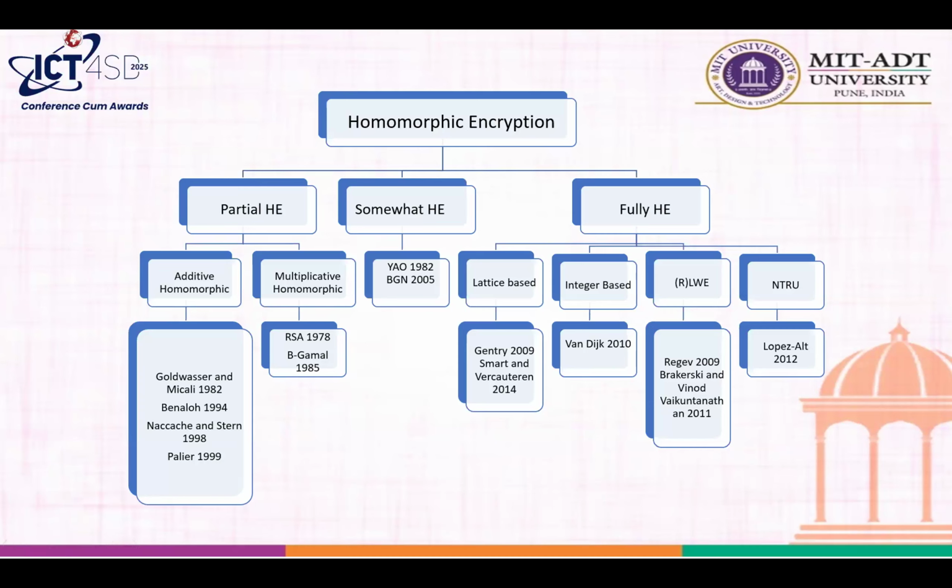So what is partial homomorphic encryption? Partial homomorphic encryption was something where we were only able to do additions for the evaluation, while the next partial homomorphic encryption was one wherein we were able to do the multiplications. In somewhat homomorphic encryption, the major part used was lattice based, and later came fully homomorphic encryption.